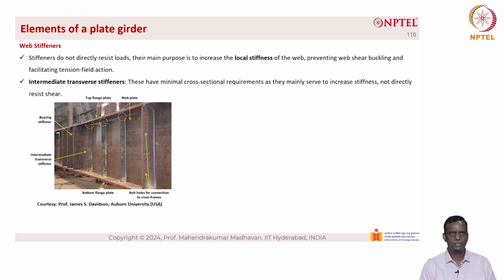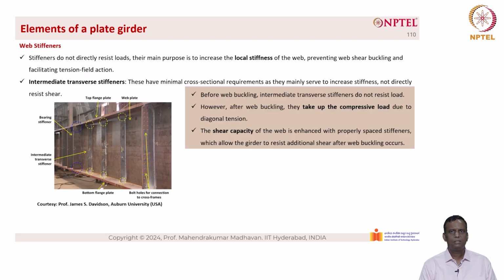not directly to resist shear. So before web buckling, the intermediate transverse stiffeners do not resist load, so they are just kept quiet at that location. However, after web buckling, they take up the compressive load due to diagonal tension. The shear capacity of the web is enhanced with properly spaced stiffeners, which allow the girder to resist additional shear after web buckling. I have described this in the previous slides as well.